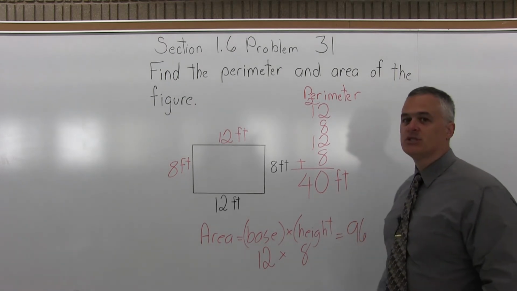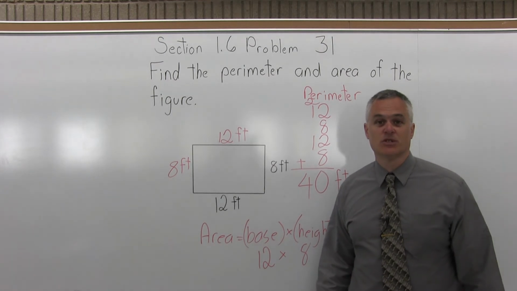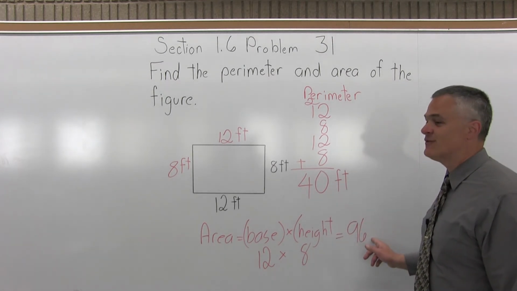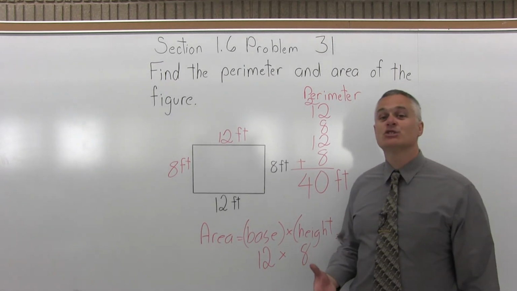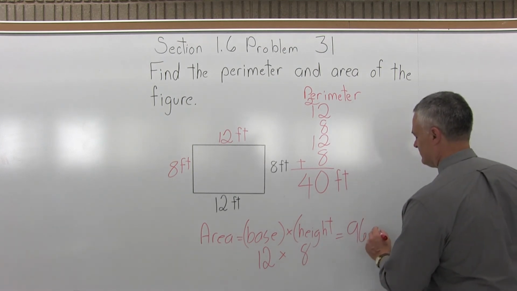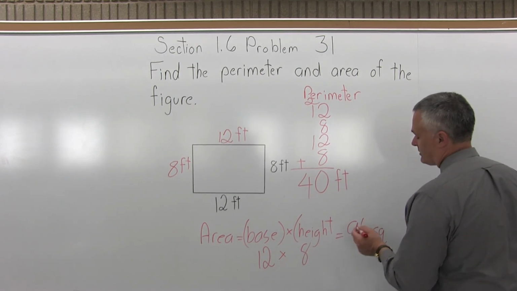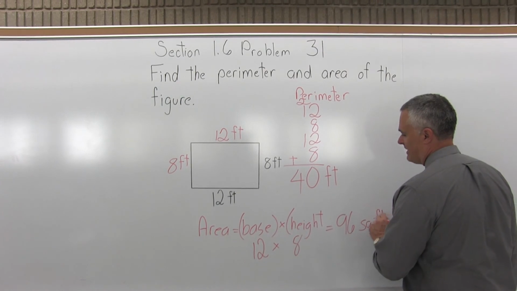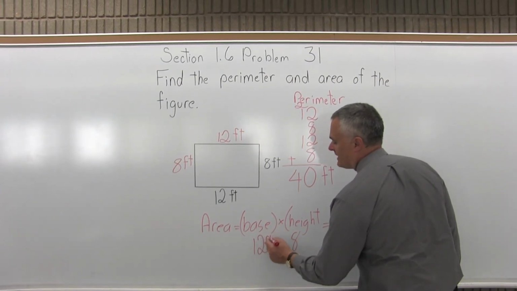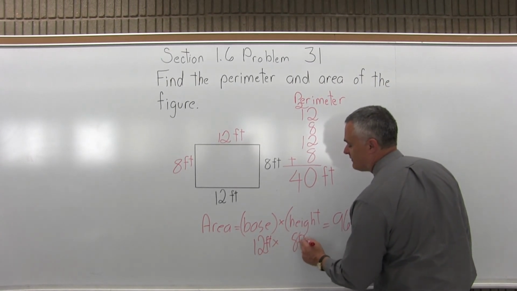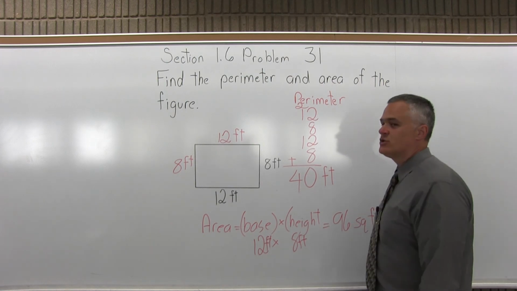But again, because units of measure are given, I should include units of measure in my answer. Now this time it's not 96 feet, it's 96 square feet. And you can write out square feet or put SQFT because it's 12 feet times 8 feet. So it's feet times feet, which they call square feet.